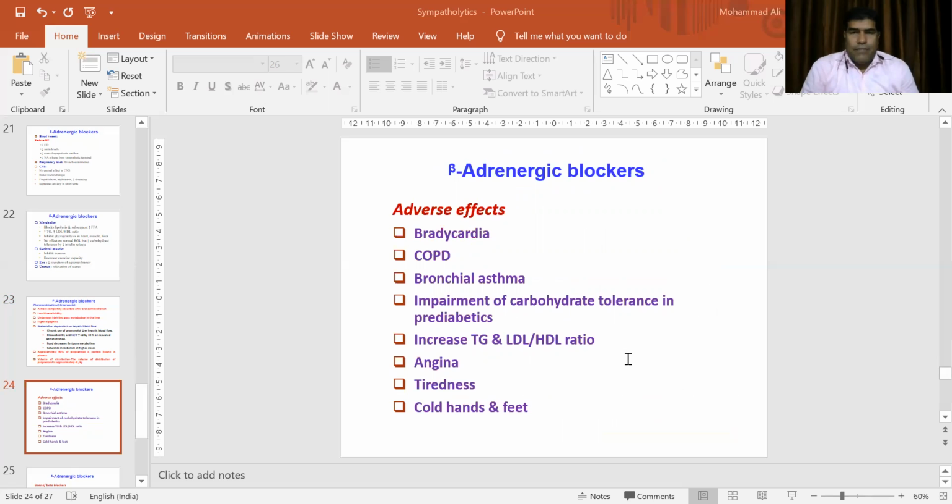Various adverse effects may arise after treatment with propranolol, such as bradycardia, that means decreased heart rate, COPD, that means chronic obstructive pulmonary disease, bronchial asthma, and impairment of carbohydrate tolerance in pre-diabetic patients. It may increase triglycerides and the low density lipoprotein to high density lipoprotein ratio. This drug may also induce angina, tiredness, as well as cold hands and feet.